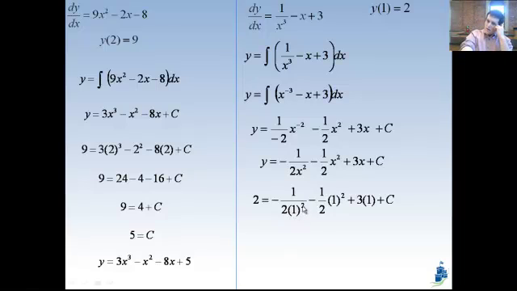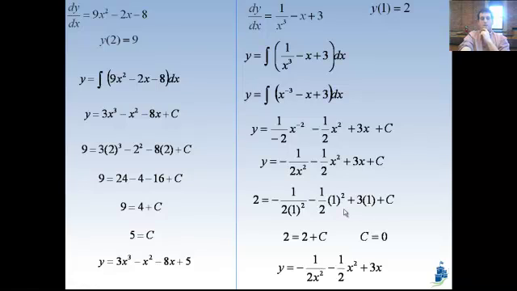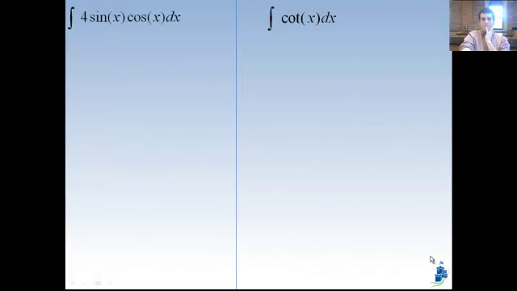So 1 squared is 1. So this whole thing is negative 1/2 because of the negative sign out front. This whole thing is negative 1/2. So what happens when you take negative 1/2 and subtract 1/2 from it? You get negative 1 plus 3, because 3 times 1 is 3, is just 2. So that means that c is 0. Okay, that means that my final answer is not this whole thing. The c is 0, so I just drop it. And that means my final answer is this.